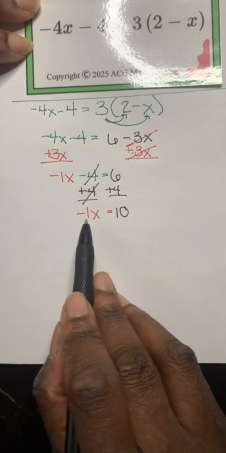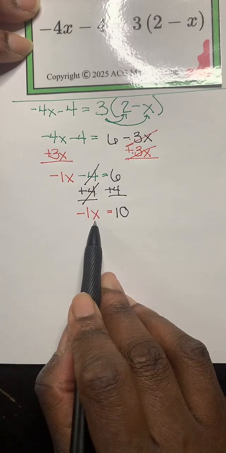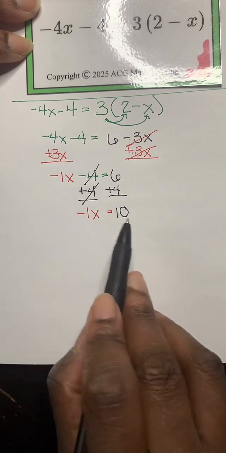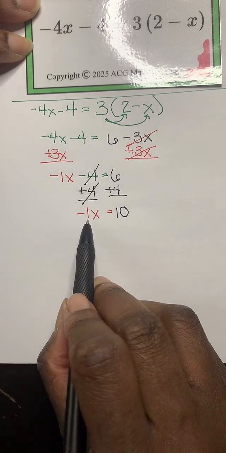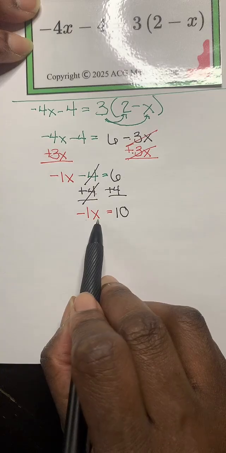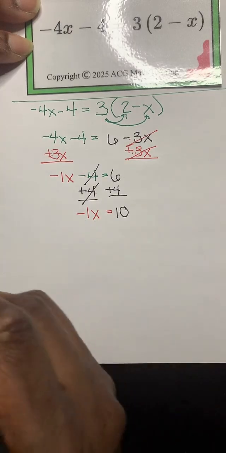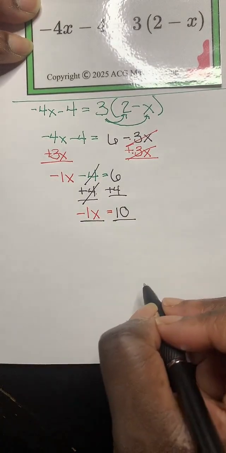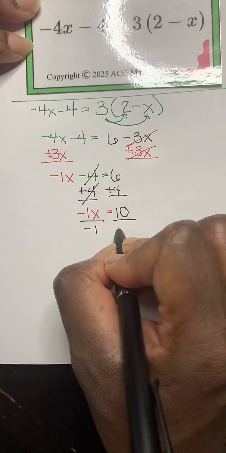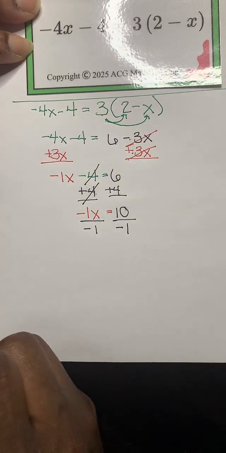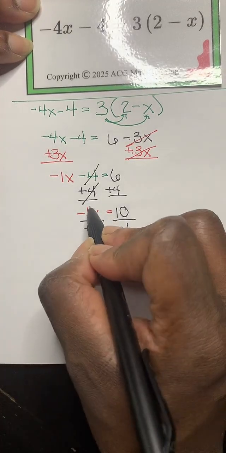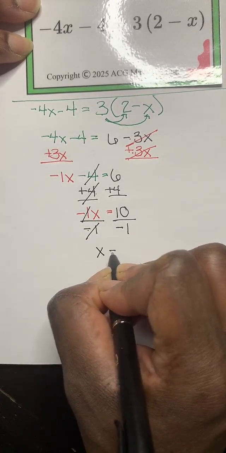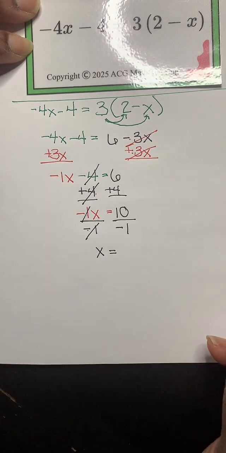But I don't want to know what negative 1x is. I just want to know what x is. So that means this negative 1 needs to go away. So this negative 1x, that's multiplication. The opposite or the inverse of multiplication is division. And we're going to divide by that coefficient of negative 1. A negative divided by negative is positive. 1 divided by 1 is 1. So we can say 1x or just simply x.